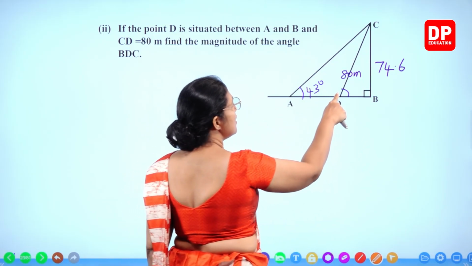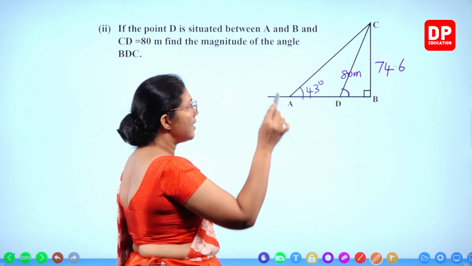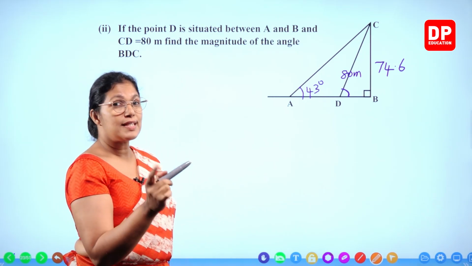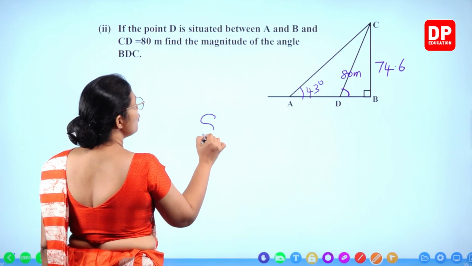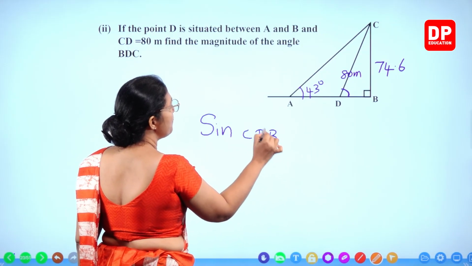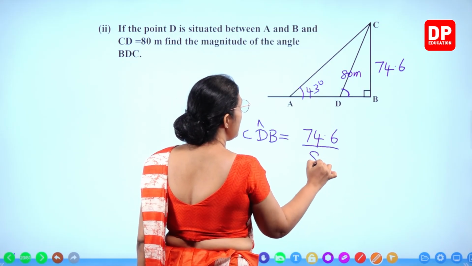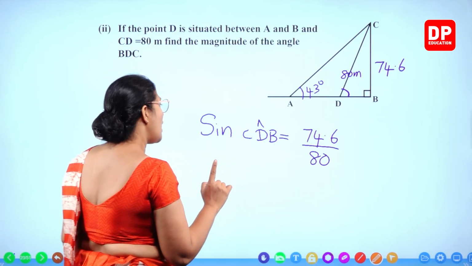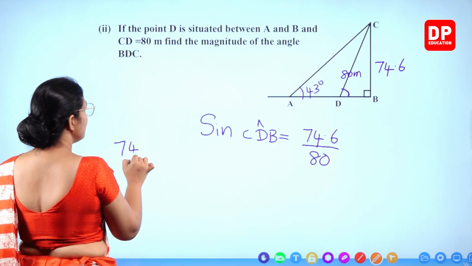So what is this length to this angle? That's opposite. And hypotenuse is CD. So opposite and hypotenuse, what's the trigonometric ratio? That's sine ratio. So you can write sine of CDB is equal to 74.6 divided by 80. Opposite over hypotenuse. So first you can divide by 80. So let's do the long division.